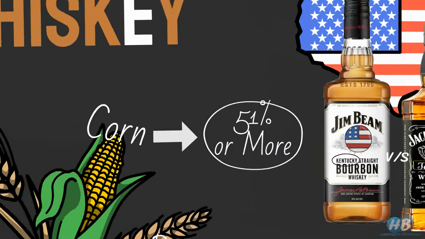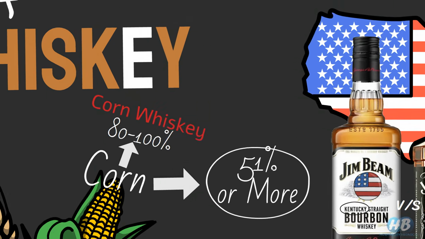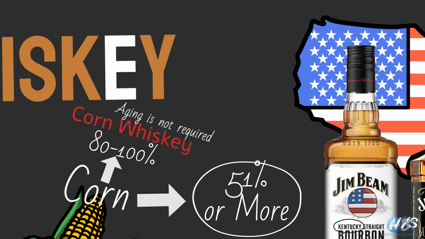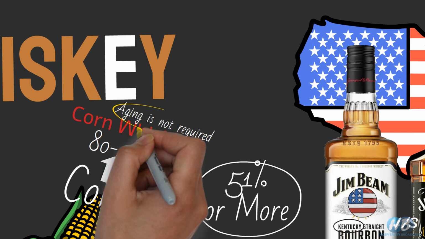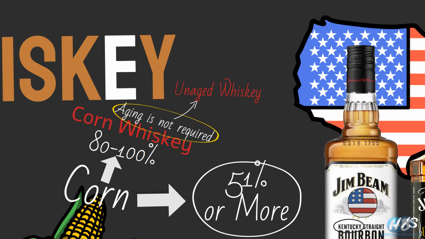Now, what if we use 100% corn for making whisky? Then we call it corn whisky. Normally, in some places it has to be at least 80% corn, and then also it's called corn whisky. And it does not require aging. It can be bottled directly after distillation. These types of whiskies which do not require aging are called unaged whiskies.